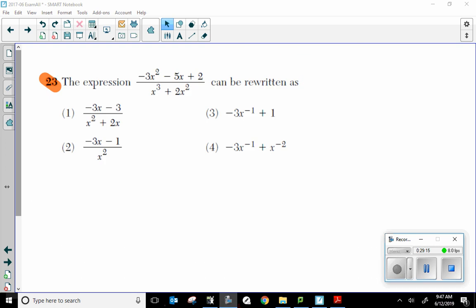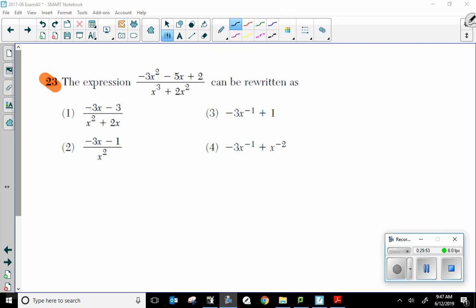This is a good question. I want to say I don't like it because the answer is in a form they really tell you to never leave an answer in, which drives me crazy. All right, you can do the math. But then you got to do some algebra to clean up your answer at the end to make it look like one of their answers. All right. The expression -3x squared minus 5x plus 2 all over x cubed plus 2x squared can be rewritten as. Obviously, I got to simplify this. Okay. There is a way to do this in the calculator. I will tell you afterward. But let's do this as if it were a short answer problem.